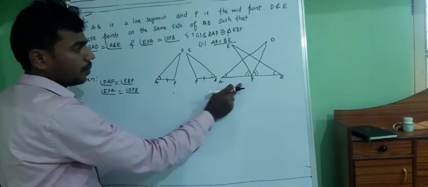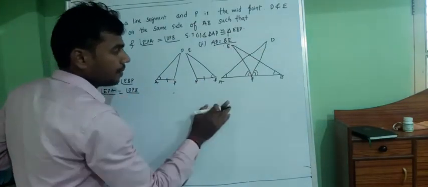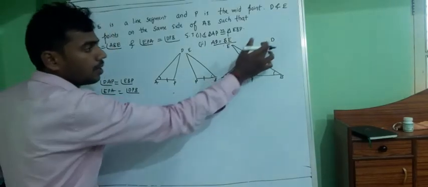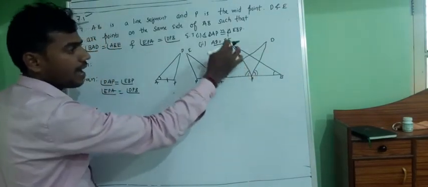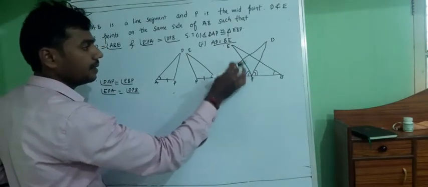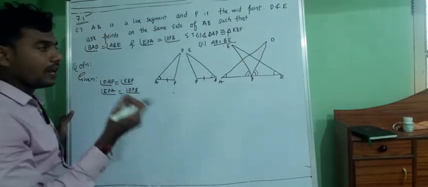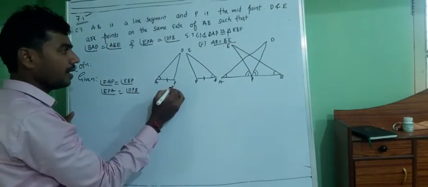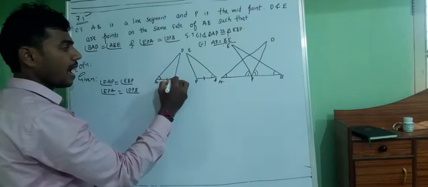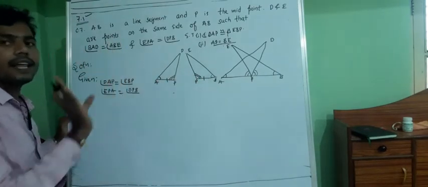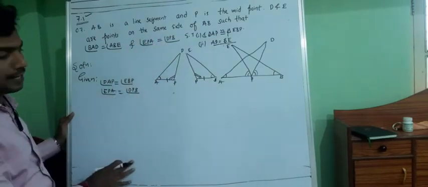EPA, to that if I add EPD, that will be equal to angle APD, and to DPB. If I add angle EPD, that will be equal to angle EPB. So in this I want to make this angle and this angle equal. For that I need an arrangement, so for that I am making that arrangement.